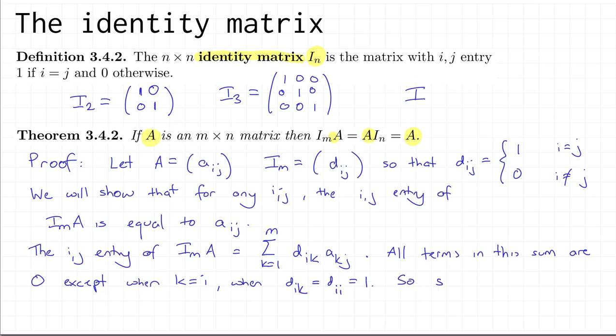So what is the sum? Well, we can forget every term except the term when k is equal to i. And when k is equal to i, we get dii, which is 1, times aij, which is aij. Okay, we've shown that for any i and for any j, the ij entry of the identity times A is the same as the ij entry of A, so the identity times A is equal to A. If you want to see the proof of the other equality, you can find it as usual in the lecture notes for Algebra 1.